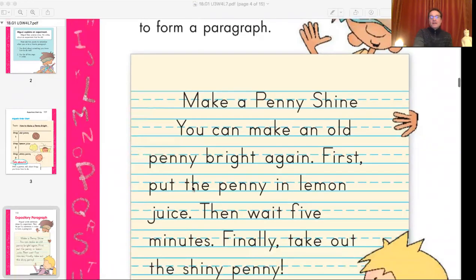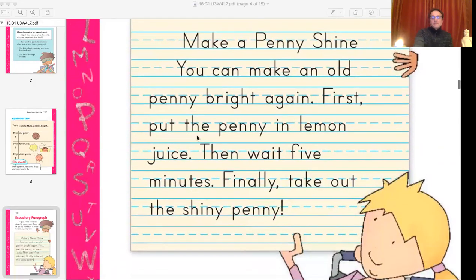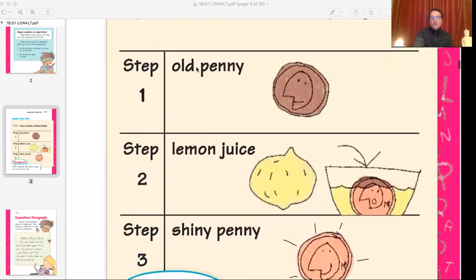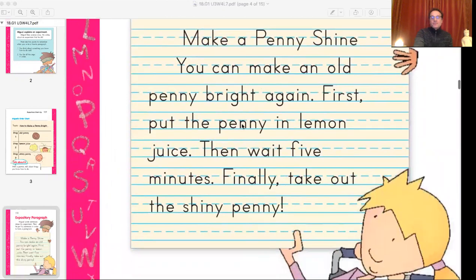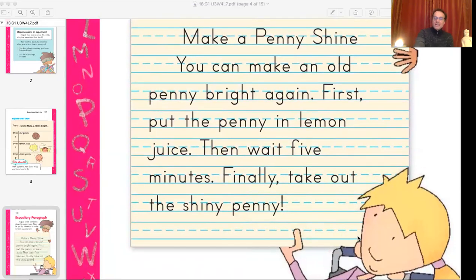So let's look at what Miguel did. Do you remember the old penny, the lemon juice, and the shiny penny? Let's see how he wrote about it. So first, he left this line open and he put a title there. Make a shiny penny. That's the name of the title. And then he indented here, didn't he? And he wrote, you can make an old penny bright again. First, put the penny in lemon juice. Then wait 5 minutes. Finally, take out the shiny penny. So that's a really nice paragraph saying how to do that.